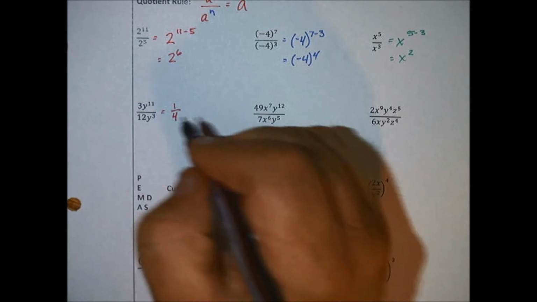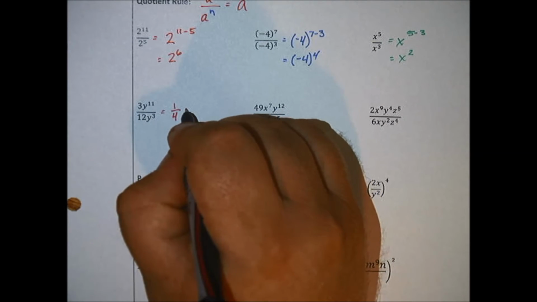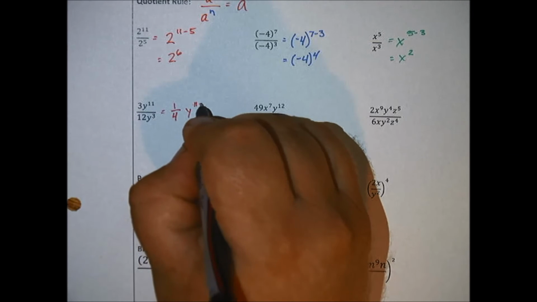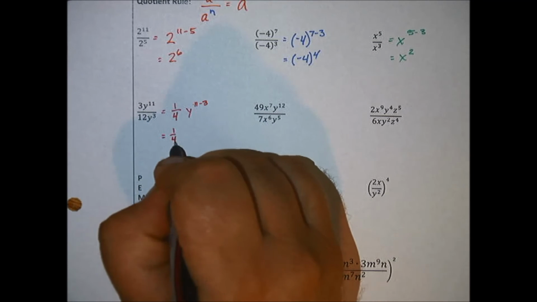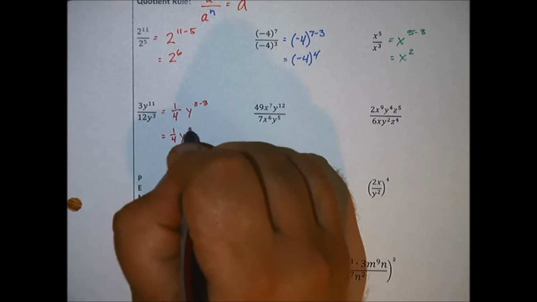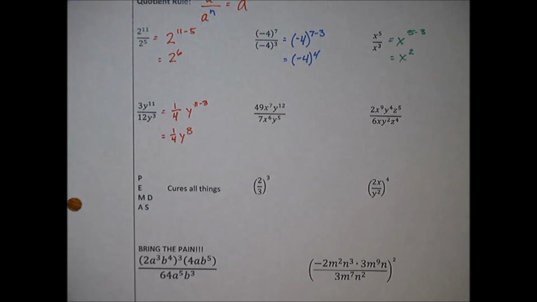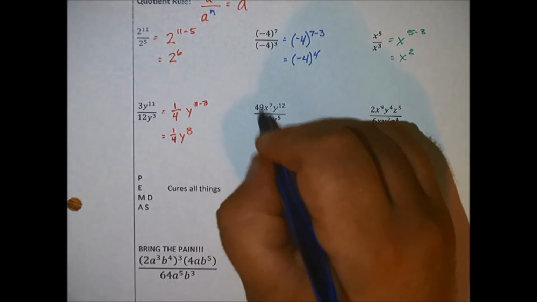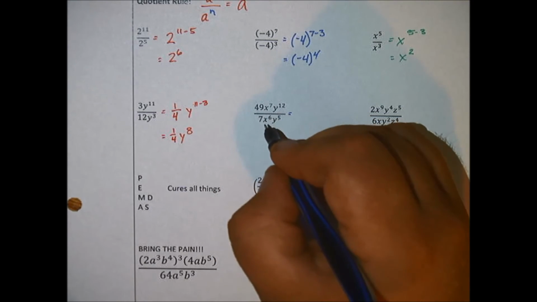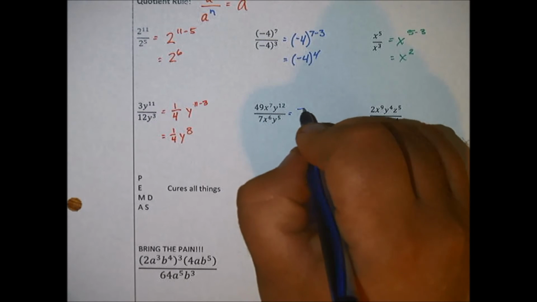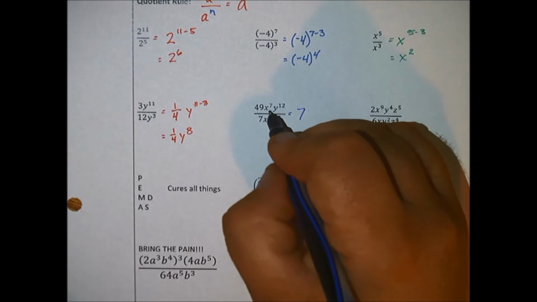And then I have y to the 11th and y to the 3rd. So that's going to be y to the 11 minus 3. So I'll have 1/4, and 11 minus 3 is 8, so y to the 8th. That's my answer. There's nothing more I can do there. All right, let's look at this one. Deal with the numbers first. Treat numbers like they're numbers. 49 over 7, that's just going to give me 7.